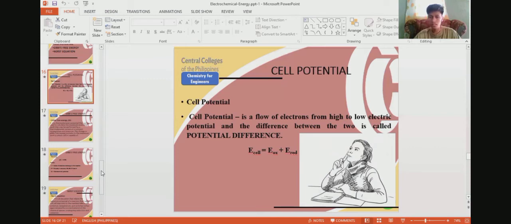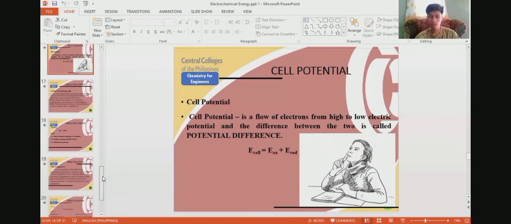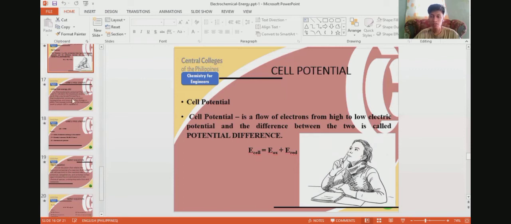Yun yung kukunin natin or yun yung i-compute natin by the formula E of cell equals E of oxidation plus E of reduction. So nga pala, the higher the value of E of cell, the higher is the current that it can produce. Kung malaki yung value ng E of cell, mas malaki yung kaya niyang i-produce na energy or current.